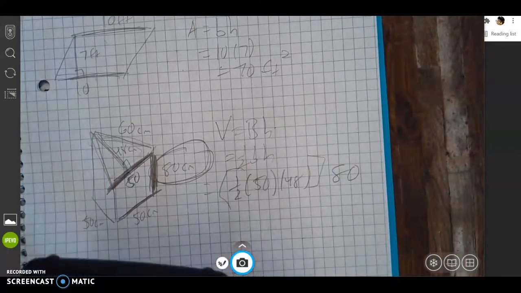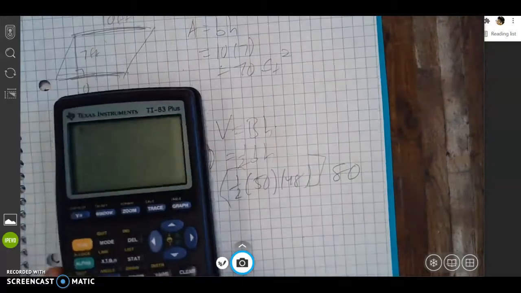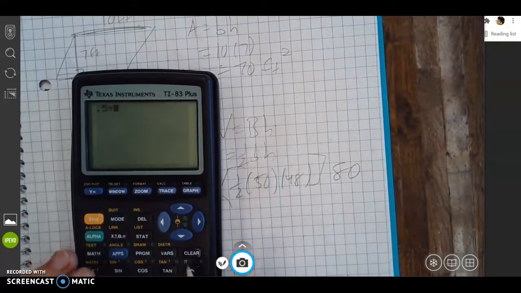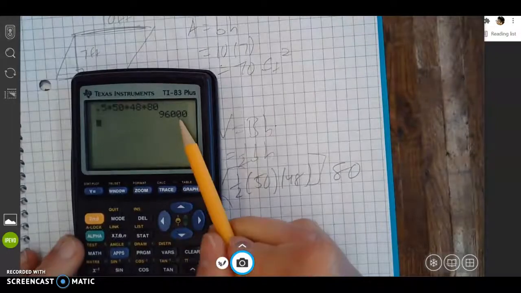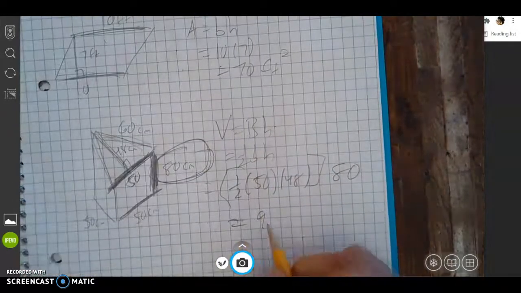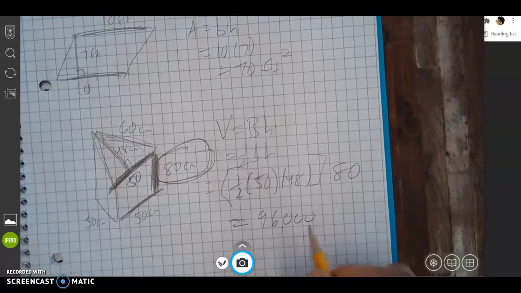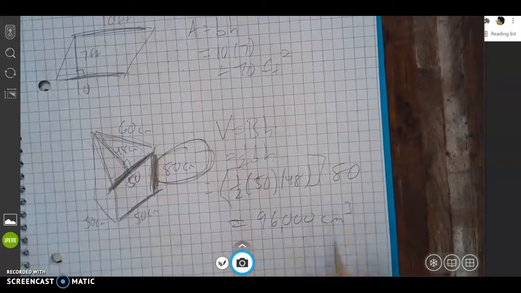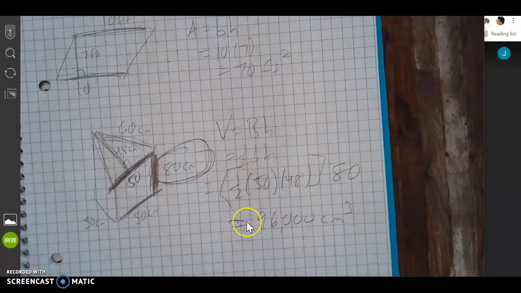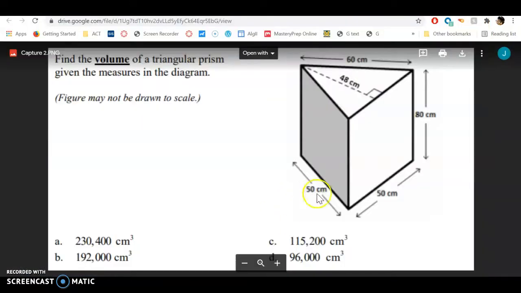All right, calculator it up. 1/2 is 0.5 times 50 times 48 times 80 is 96,000. There you go. So volume is 96,000 cubic centimeters, or centimeters cubed. There we go. So that would be D.